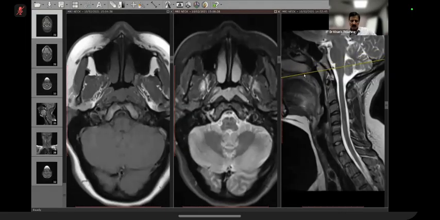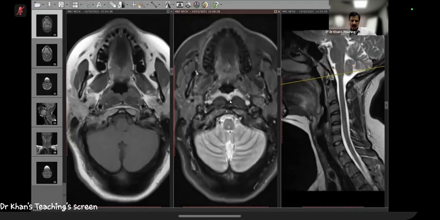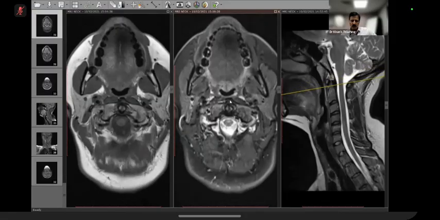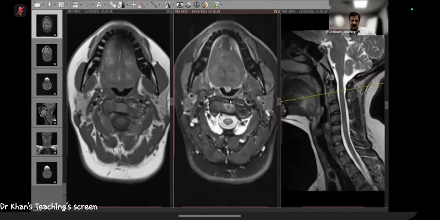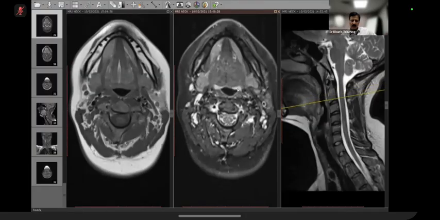Now, you see, we are going through the nasopharynx. This is the adenoids, and this is how the adenoids look. We will pass through the hard palate and then the soft palate. And this was part of the uvula, which is still visible. And you can see this high signal.